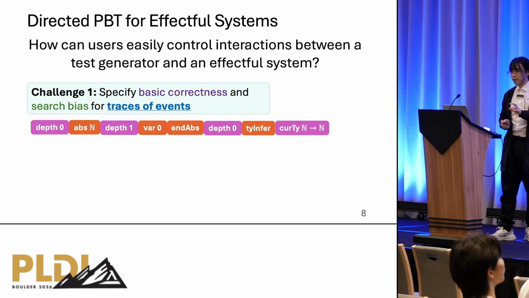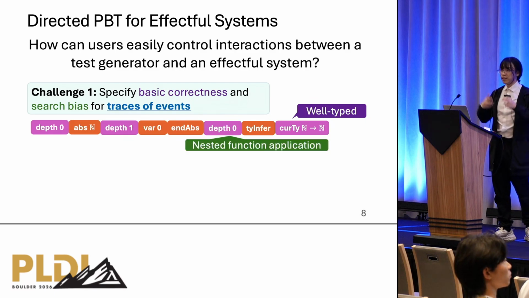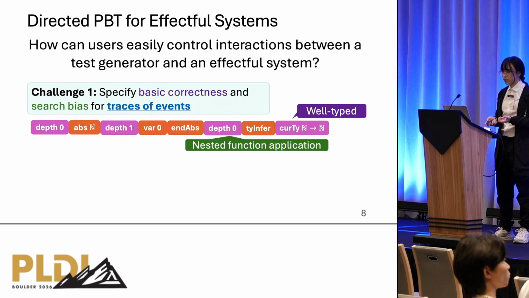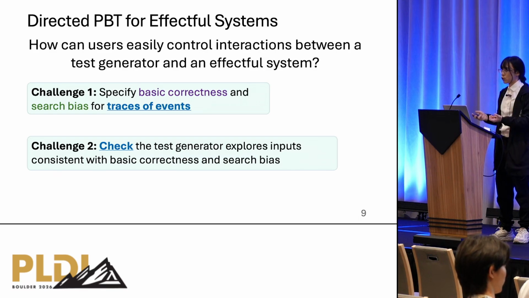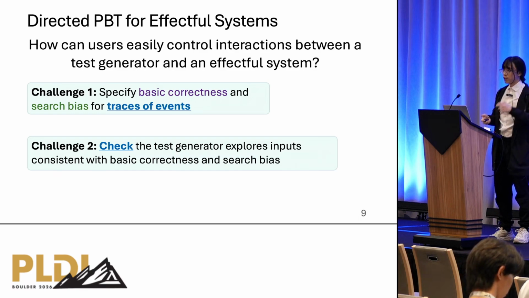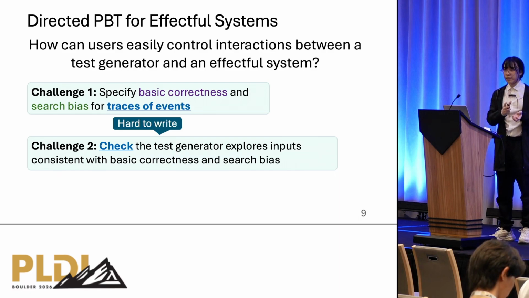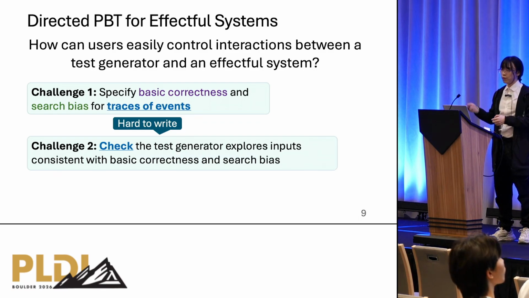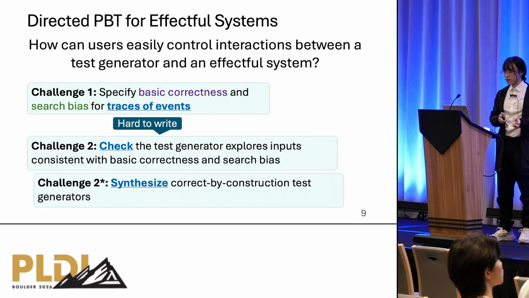Assume this is a trace of events, and people need to specify things like well-typedness, and that needs to exist in nested function application. The second challenge is how we can ensure a test generator indeed does this exploration following the guidance provided by the human. This kind of correct test generator is hard to write and also adds user burden. So we try to do better. We try to synthesize the correct test generator that is correct by construction.